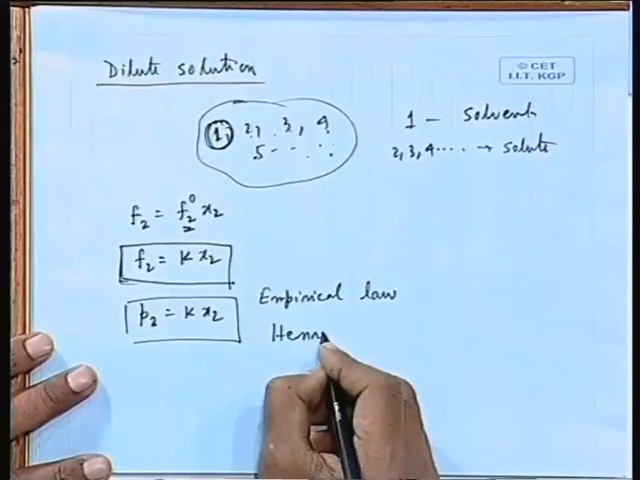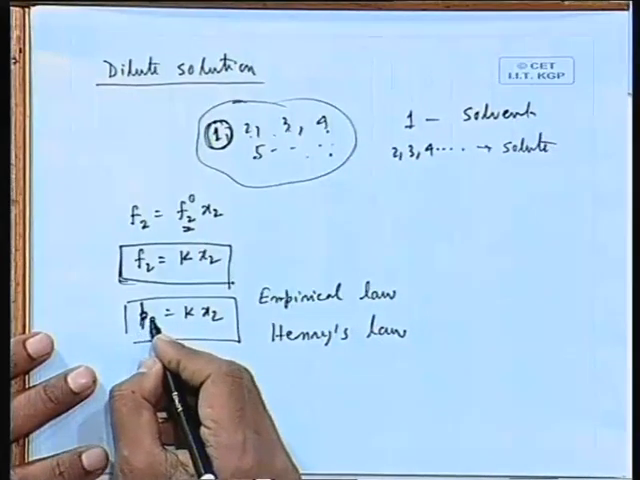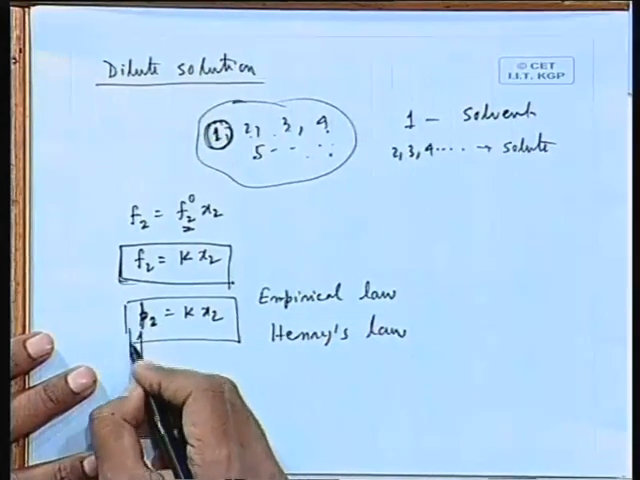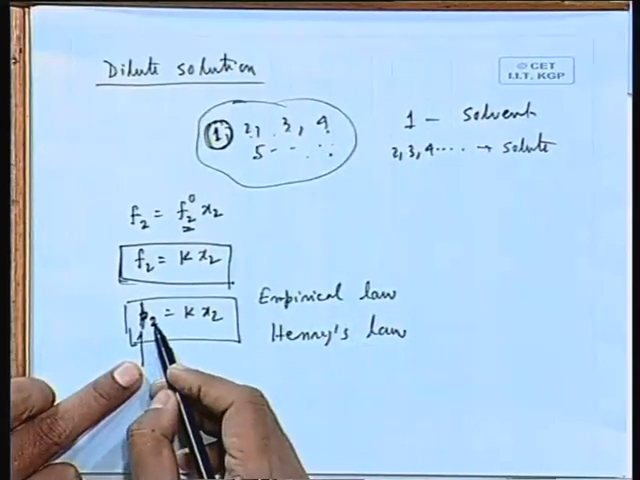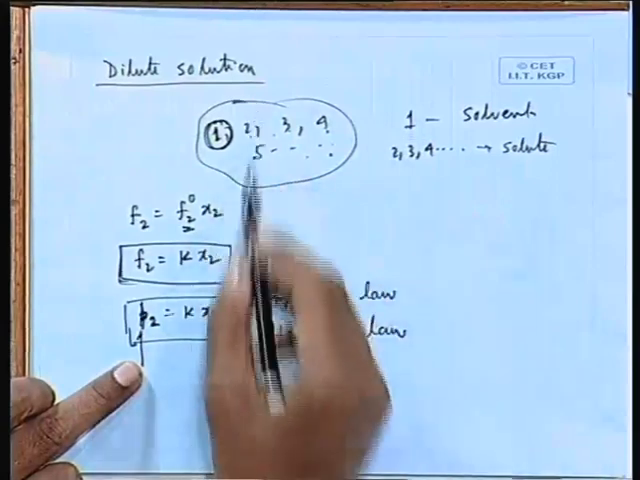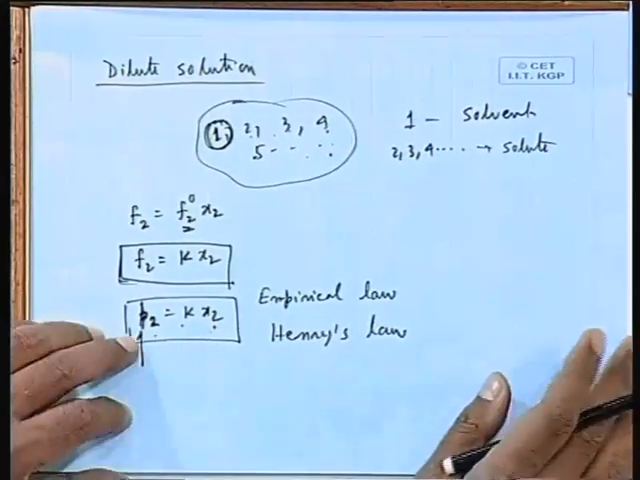known as Henry's law. So Henry's law states that the partial pressure, or partial vapor pressure, in a liquid solution of a component which is a solute in a dilute solution is proportional to its mole fraction. Okay. With this we can prove the similar thing for the solvent.